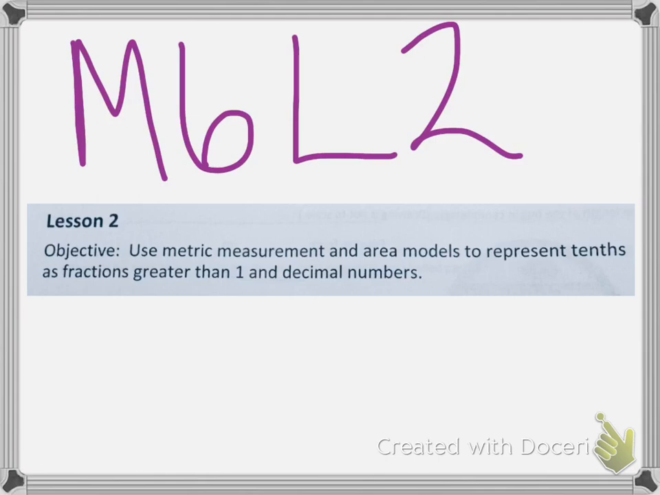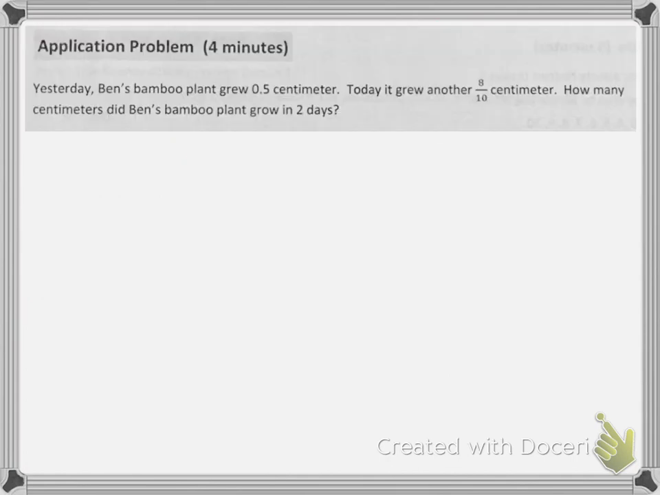I hope you enjoyed getting started with some decimal fractions yesterday and are understanding that relationship between our fraction tenths and our decimal tenths. Today's objective, we're going to again look at some metric measurement, and we're going to use area models to represent tenths as fractions greater than 1 and as decimal numbers. So we're going to be looking at some mixed numbers today, and we're going to turn those mixed numbers into their decimal number form.